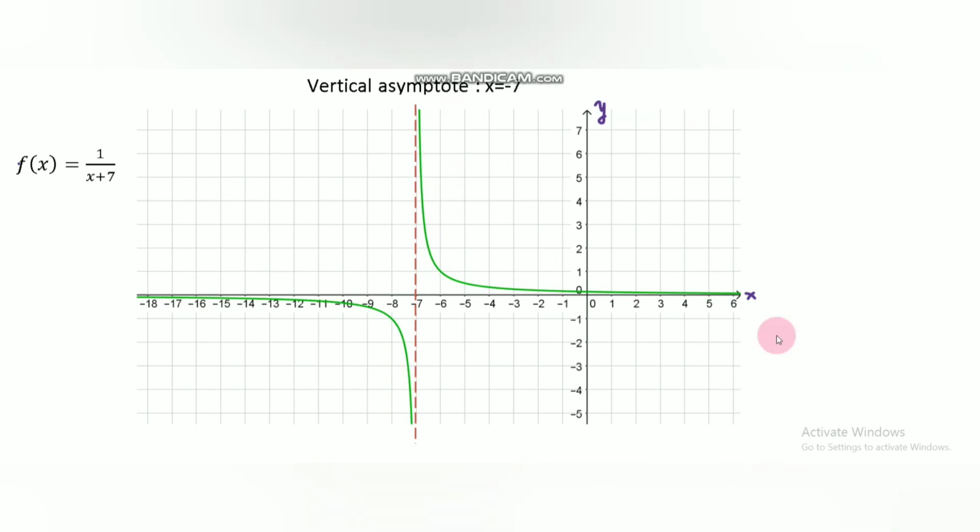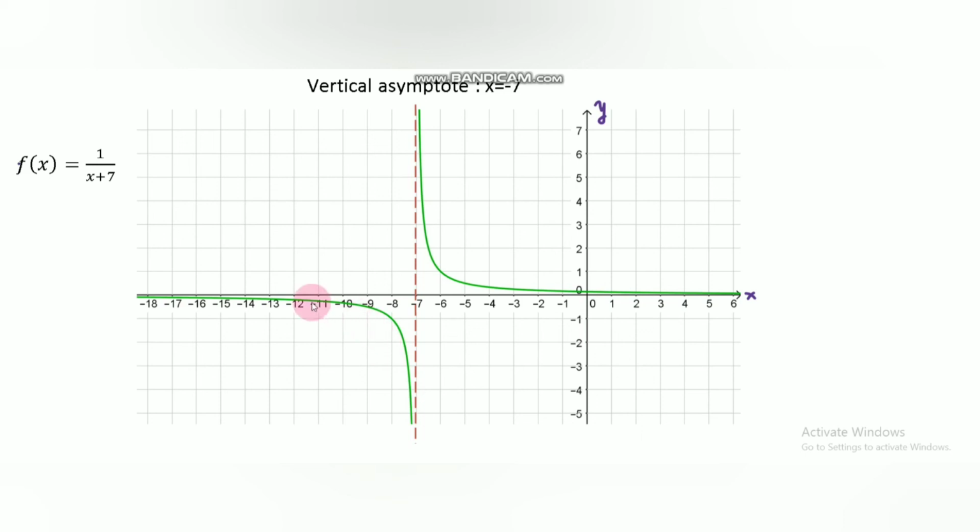So on the right side, it might be like this and this. So if one is on the positive, the other one will be on the negative. But the curve is like this. It's getting closer to the vertical asymptote but never touches. And when it goes right, it's getting closer to the x-axis but never touches. If we go to the left part, when it goes further from -7, it's getting closer to the x-axis but never touches. But when it goes here, it approaches the vertical asymptote but never touches.